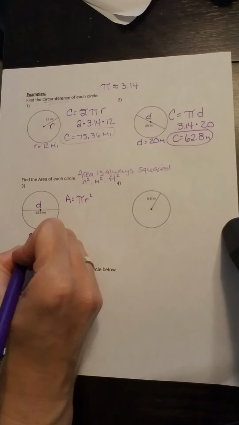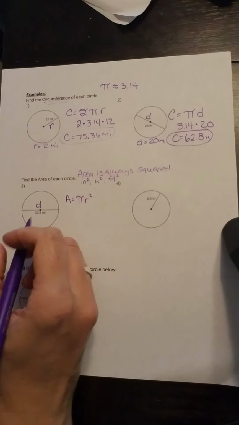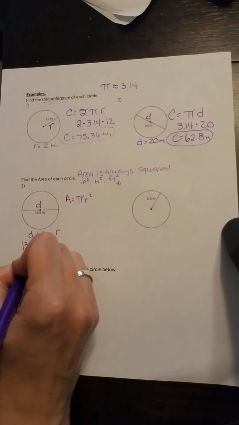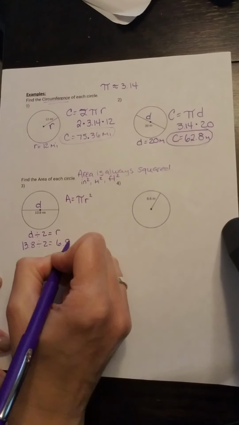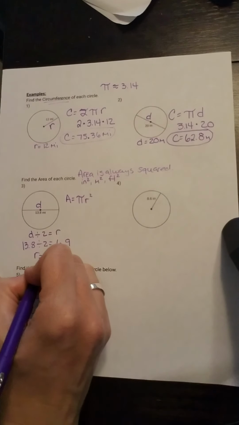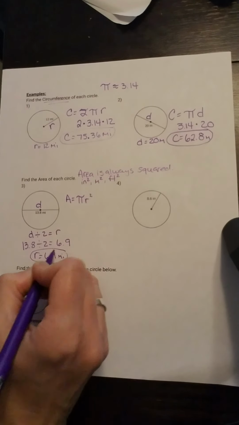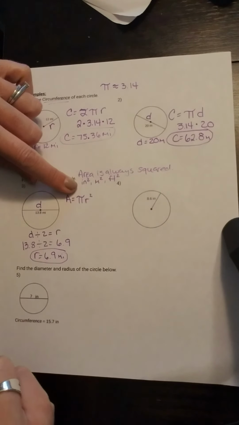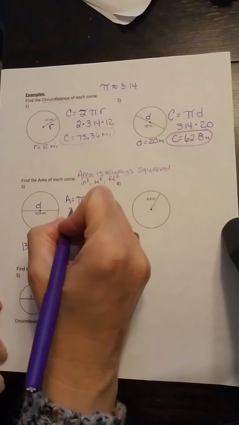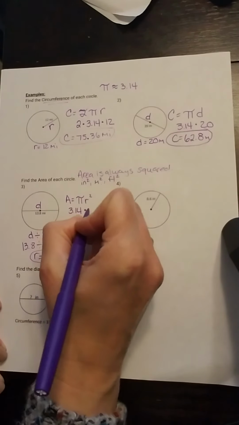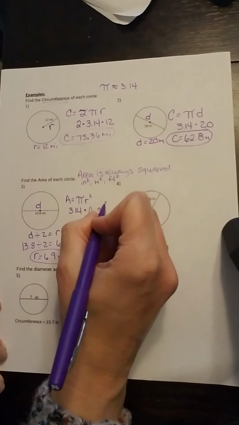So we're going to take our diameter and we're going to divide it by 2, and that's going to give us the radius. So 13.8 divided by 2 equals 6.9. So our radius equals 6.9 miles. So we're going to plug that back into our formula. Pi equals 3.14 times our radius, which is 6.9, and we square the radius for area.